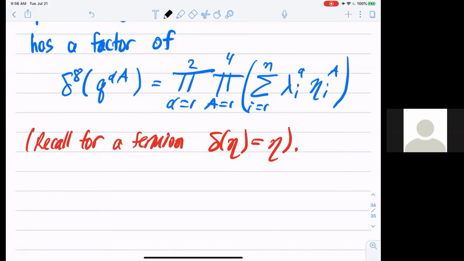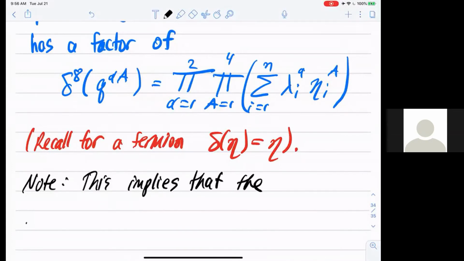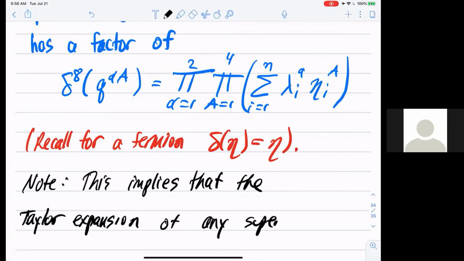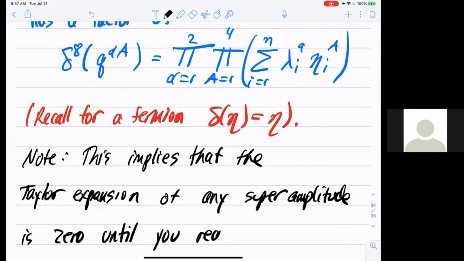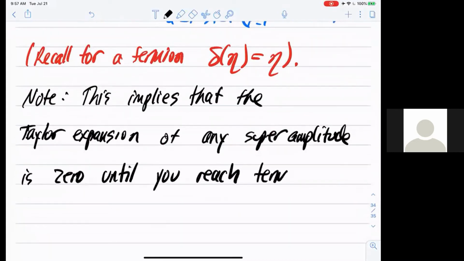Okay, so interestingly, note this implies that the Taylor expansion of any super amplitude is zero until you reach terms of order fermion to the eighth.